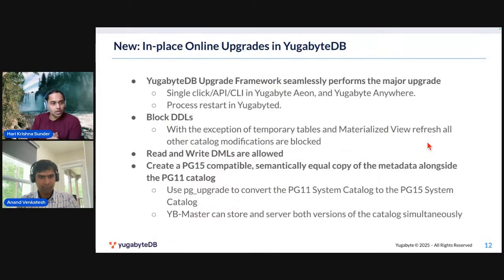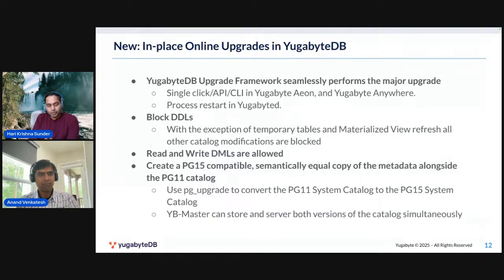I'll just cover the upgrade framework. We call it an upgrade framework because it does more than upgrade Postgres. Beyond the upgrade, there are extensions, the statistics, and tons more to do. We are wrapping it all up into this one framework and giving you a single click, API, or CLI option in the Aeon and Anywhere products. Or if you're open source and using YugabyteDB, it's baked into YugabyteDB. So all you have to do is a process restart and YugabyteDB will do all of it for you. You don't have to do anything beyond it. It's meant to be easy to use.